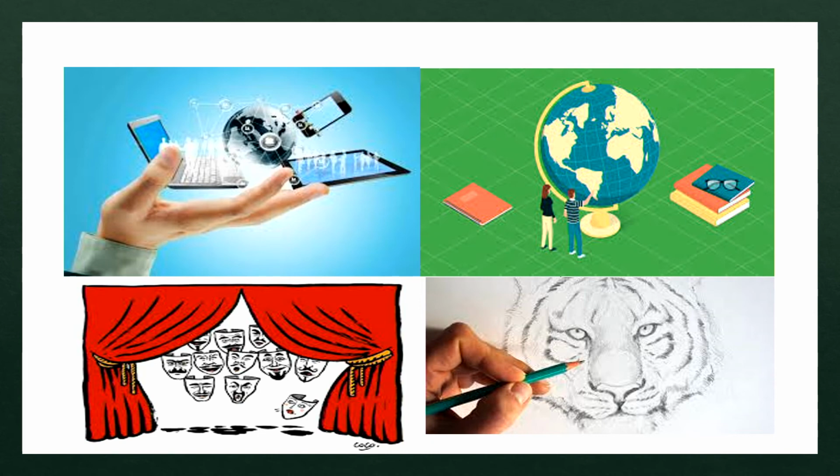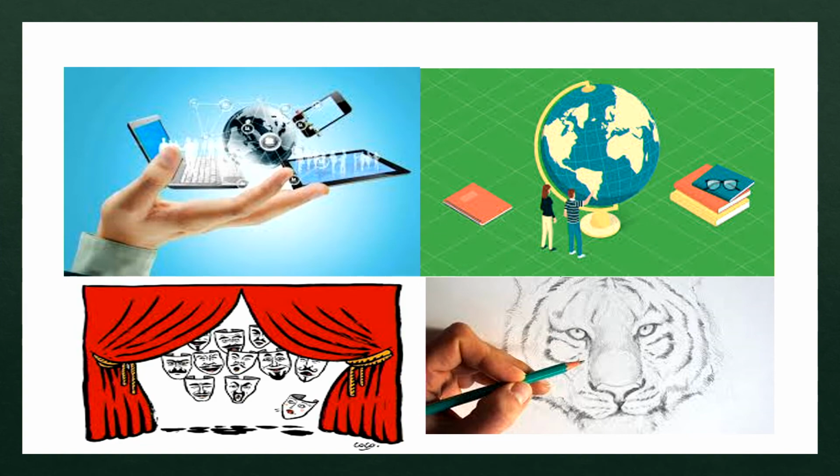Comment dit-on social science or history geo? Ah oui, l'histoire géo. Comment dit-on drama? Oui, c'est le théâtre ou l'art dramatique.